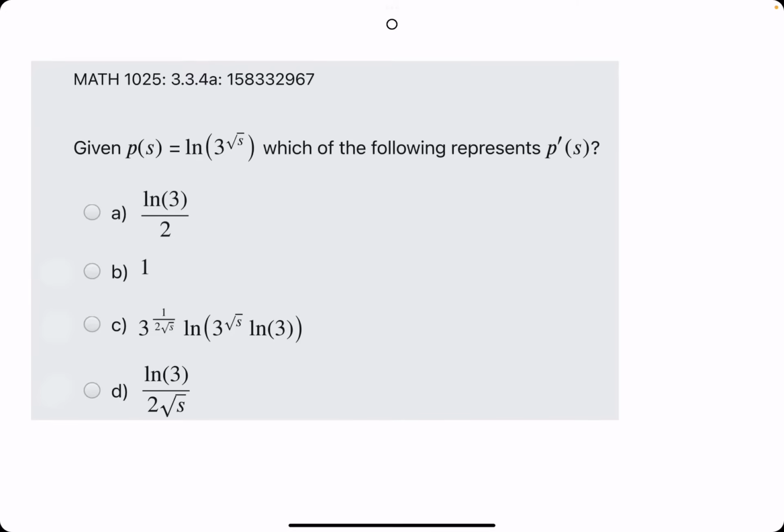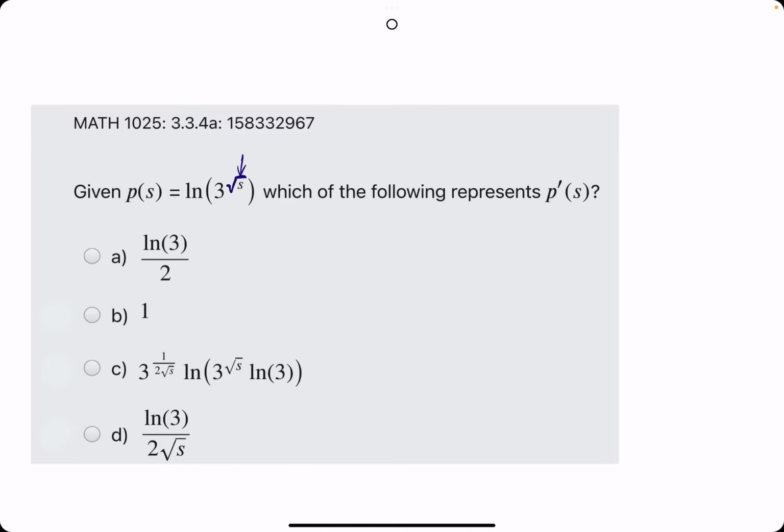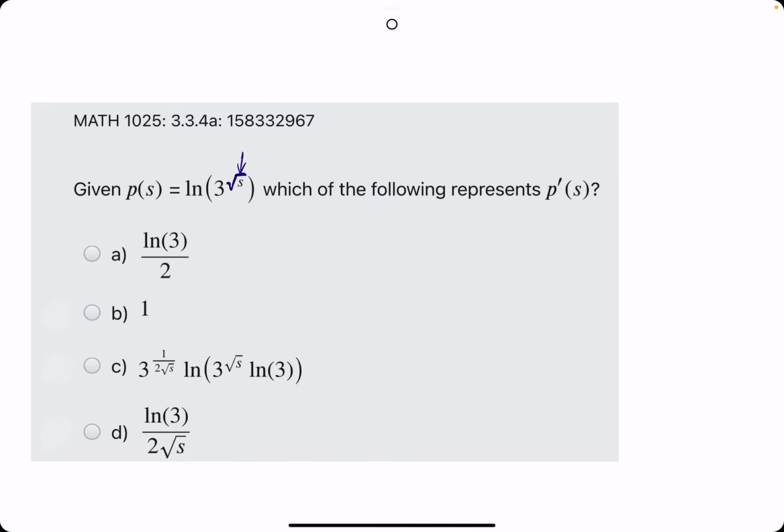So in this one, we have the innermost piece is this s. So the derivative of s is just 1, so we take a step outside of that, and really the innermost piece is the square root of s. Then we have the 3 raised to the something. Then we have the ln. So in this case, we want to find p prime of s.